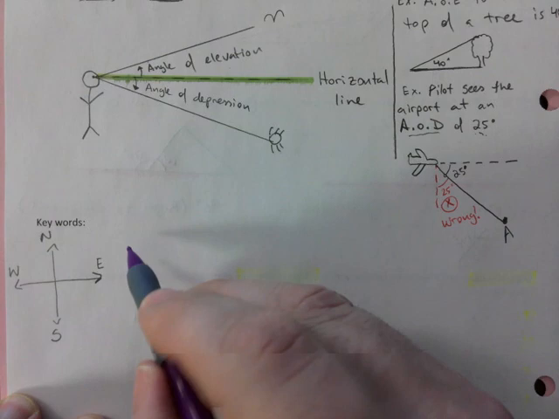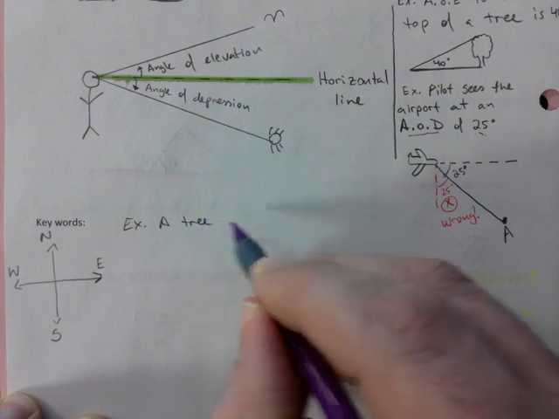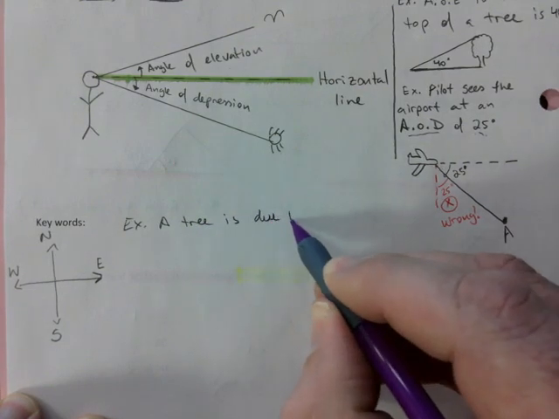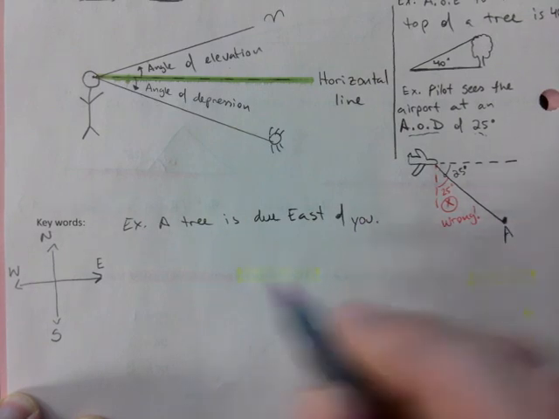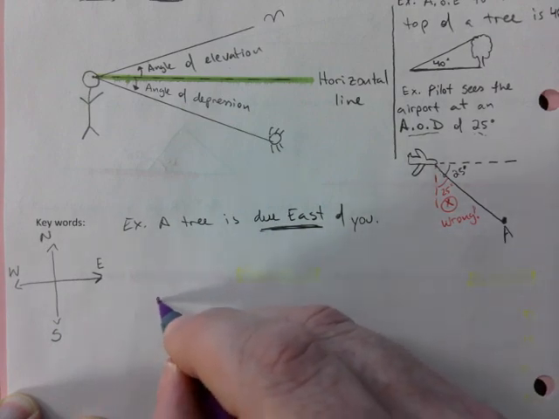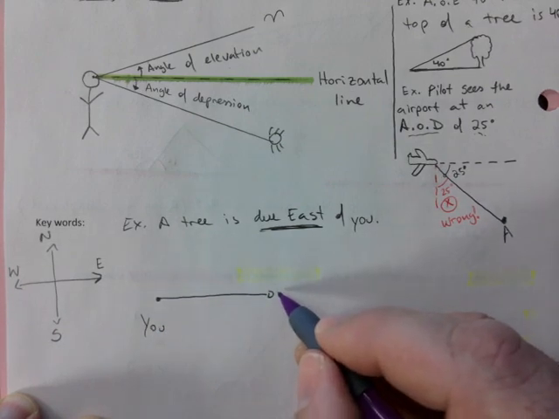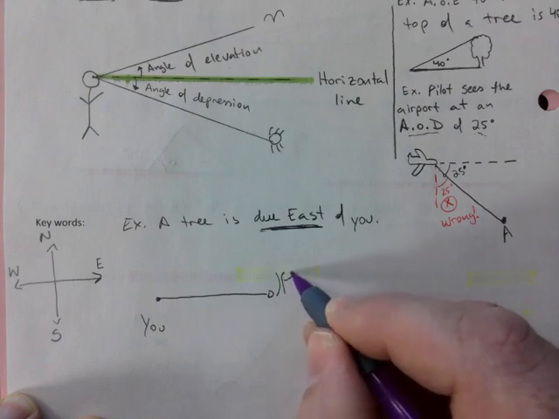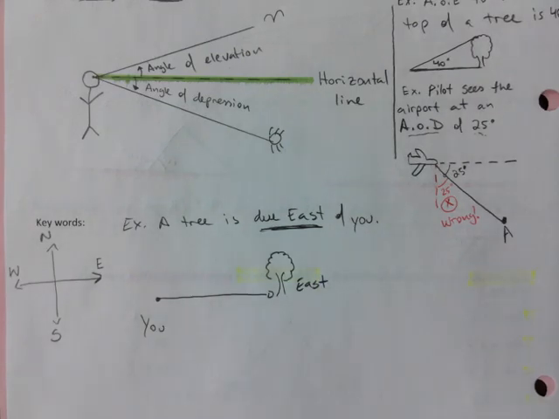Okay. So example, why is this important? If it says a tree is due east of you, right? If you see that due east of you, that means that this is you, and the tree would be due east of you, right to the side here. So this is where the tree would be located. This is east. So there you now have a reference as to where to place that object on your diagram. Okay.